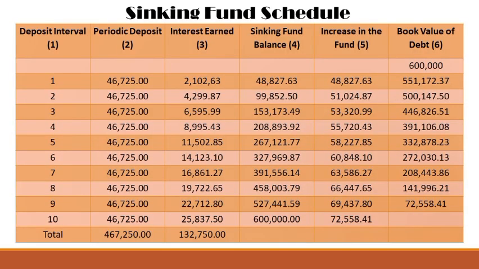So this means that after making the sixth semi-annual deposit, or after 3 years, the fund has an accumulated balance of 327,969 pesos and 88 centavos. Likewise, the information also implies that after 6 regular periodic deposits, there is still a need to raise 272,030 pesos and 12 centavos for the remaining period to accumulate 600,000 pesos in 5 years.